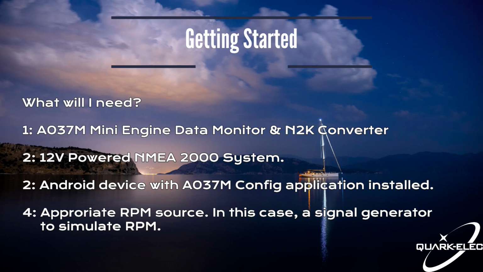When connecting or disconnecting any inputs to the A037M, you must ensure that the power is switched off and the N2K cable is unplugged. You must also ensure that any unused input wires are connected to spare terminal blocks or shielded.